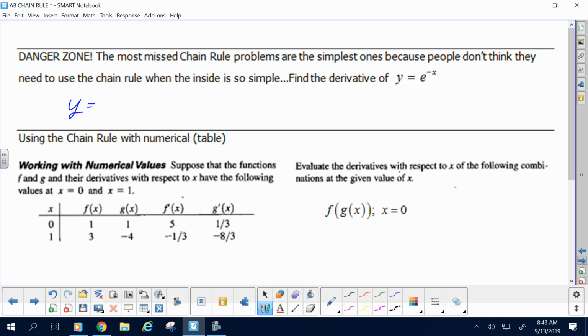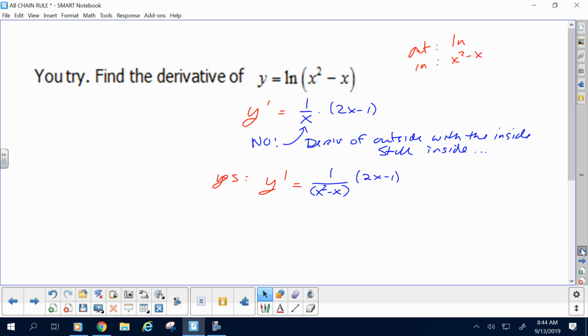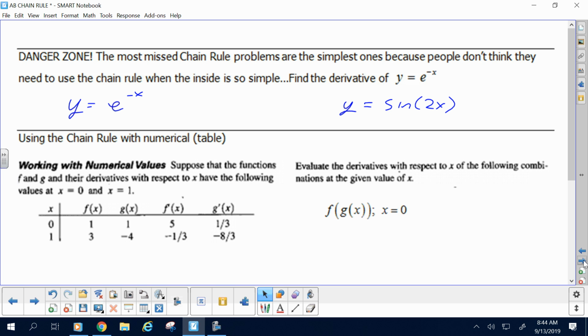Y equals e to the negative x, and the other one is sine of 2x. All right. So let's be clear. People tend to think, oh, it's not a chain rule if it's not 2 functions. Like the previous problem, people see that as a chain rule because obviously there's 2 functions going on, log and x squared minus x. But people think that this is not a chain rule problem because it's kind of just a plain old x.